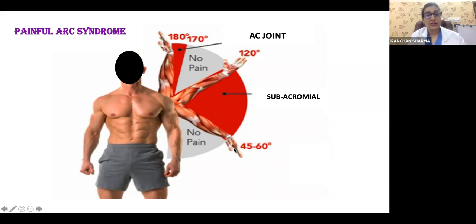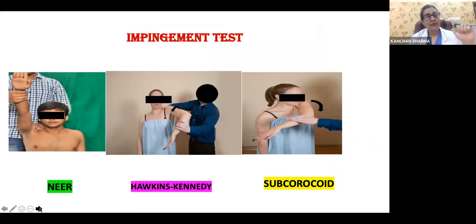If the patient is complaining of pain in the mid arc, so 45 to 60 degrees, we are going to think of any subacromial impingement. Otherwise, the patient is not going to have pain. And if the patient is saying, no, at the top of this I am having pain, think of any AC joint pathologies. Now we have tested the painful arc. These are 3 tests for your impingement.